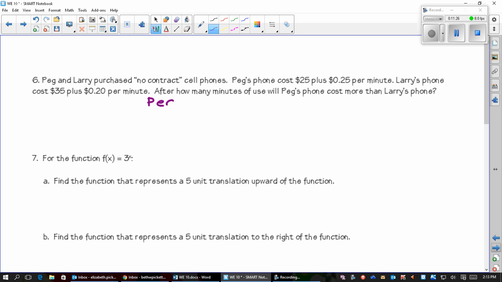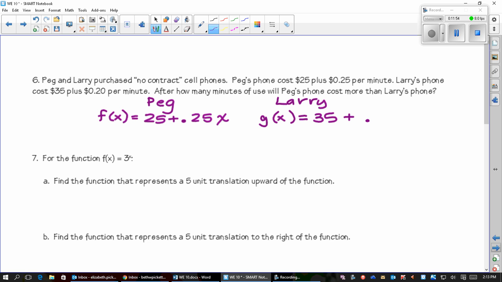Okay, so let's write a function for Peg. Her function will be $25, that's her initial fee, plus 25 cents per minute. And for Larry's cell phone, let's use g of x. His is $35. He has to pay an initial fee that's higher, but he only has to pay 20 cents per minute. So initially Larry's is higher because he has to pay that $35 flat fee. But I want to know when Peg's phone will cost more.